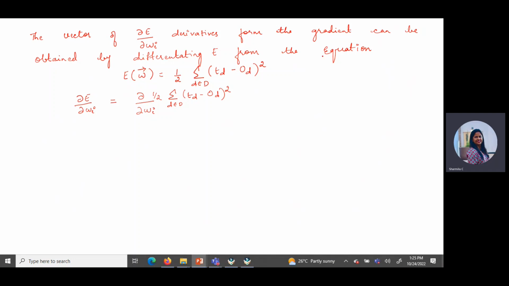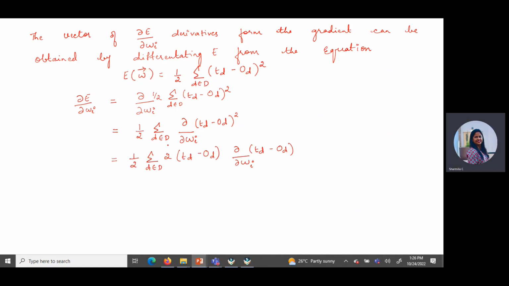Now the derivative of E with respect to Wi: this is the cost function or error function with respect to the weight, given as 1 by 2 sigma over d belonging to D of (td minus od) whole square. That is what I have substituted here. Now this half I will remove, then sigma over d belonging to D, we have the derivative of (td minus od) whole square with respect to Wi.